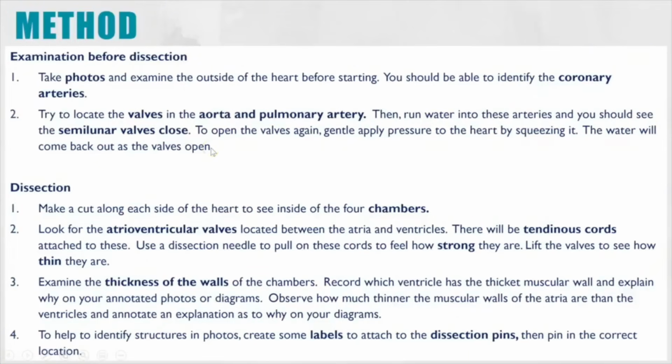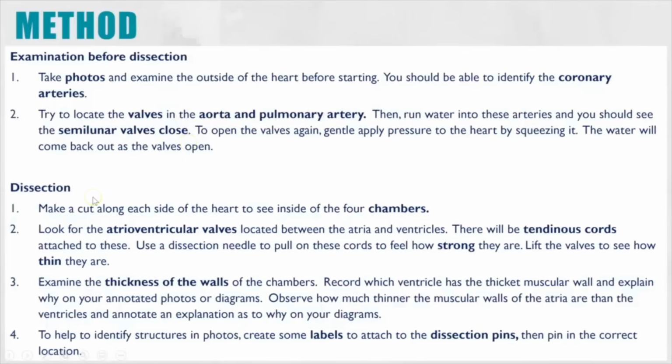And if you were to run water through tubing in through the aorta and the pulmonary artery, it will actually cause the semilunar valves to close because you're now creating a higher pressure behind that semilunar valve compared to where the ventricles are. Now, to open those, you would then squeeze the heart gently, and that will then create more pressure in the ventricle compared to the arteries, and that will then open the valves and the water will come back out. So you may or may not have the opportunity to try that.